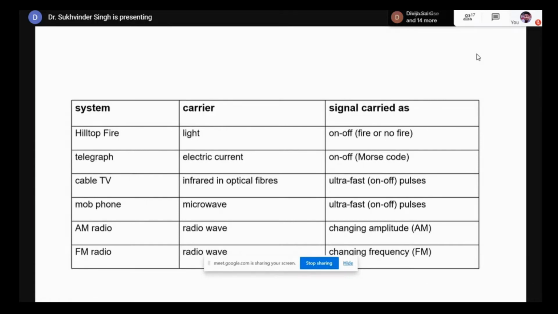Mobile phones have the carrier as the microwaves, and the signal carried is ultra fast on or off pulses, and these pulses are again rectangular or square wave pulses.